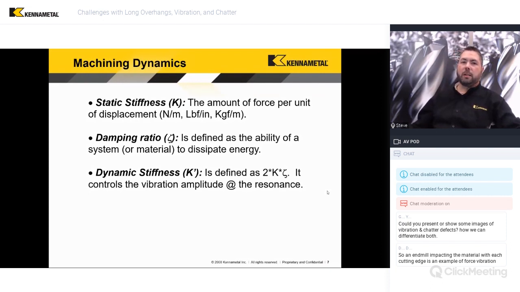One of the first things is the static stiffness, okay? And we can think about that in terms of a spring element. That's how much force is required per unit of displacement. Damping ratio is the ability of the system to dissipate energy. That's what's going to help reduce that oscillation down as the impulse is removed. And then dynamic stiffness is pretty interesting because it's now a combination of those two parameters together. And that's really what's going to help control the vibration amplitude at the resonance.